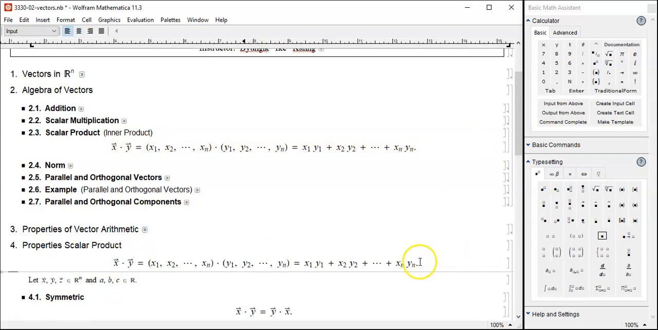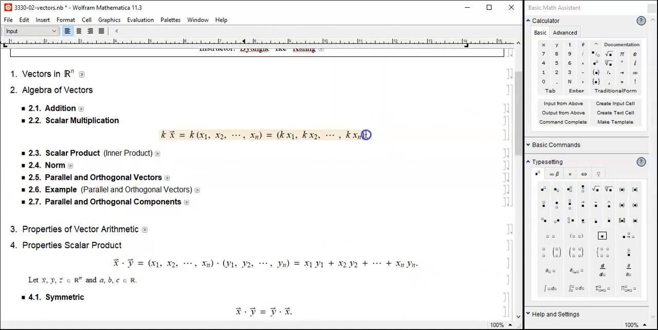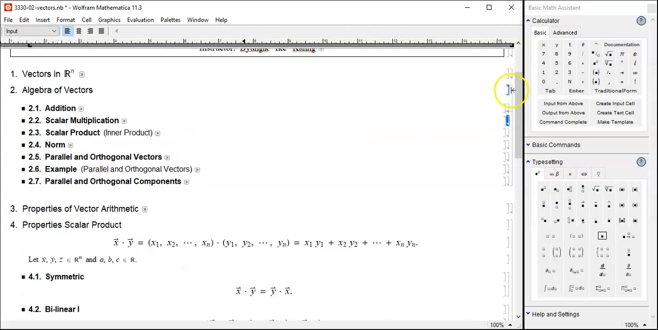By the way, don't get confused with scalar multiplication. Scalar times vector is a vector. Multiply the scalar k to each component. That's scalar multiplication, not scalar product.